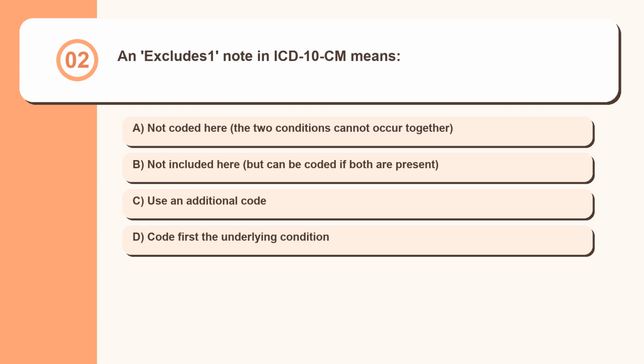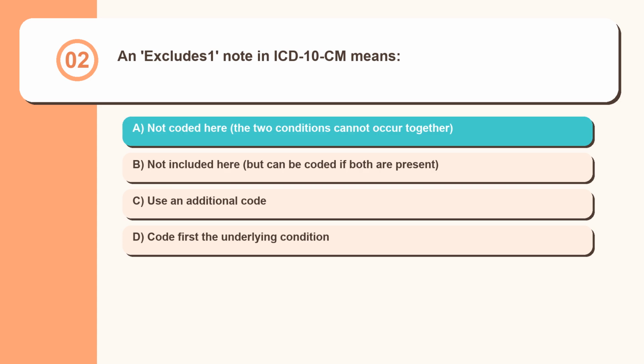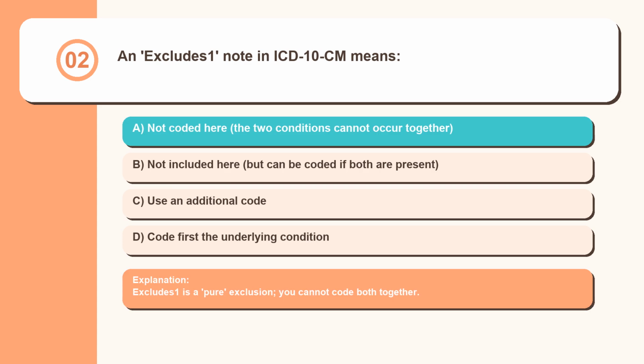Question 2. An excludes one note in ICD 10 CM means not coded here. The two conditions cannot occur together. Not included here, but can be coded if both are present. Use an additional code. Code first the underlying condition. Excludes one is a pure exclusion. You cannot code both together.